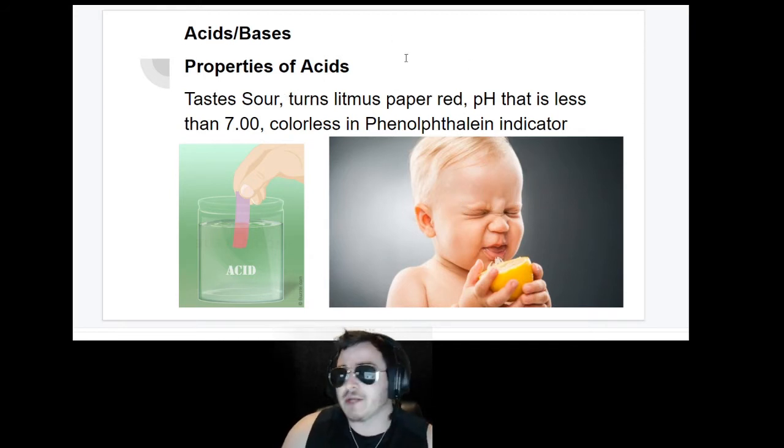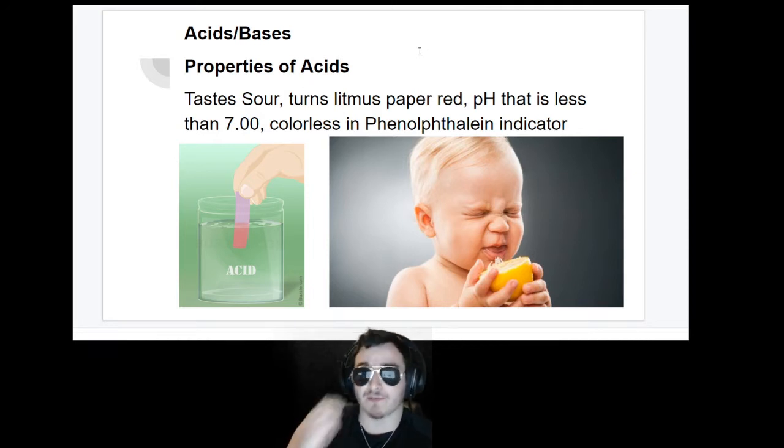More obscure knowledge that you might not have seen unless you've done an experiment in class: they turn litmus paper red, and they have a pH that is less than 7. So pH is very, very important in this discussion in the second half of this video. pH is on a scale between 0 and 14. Okay?